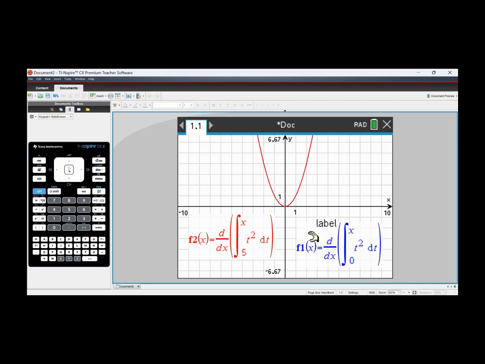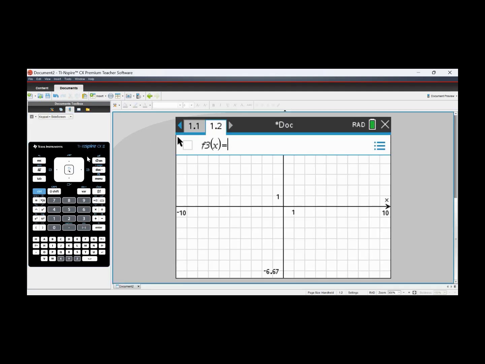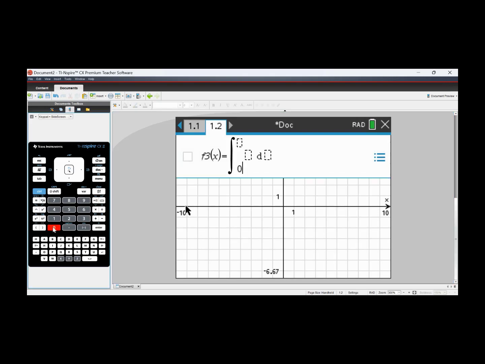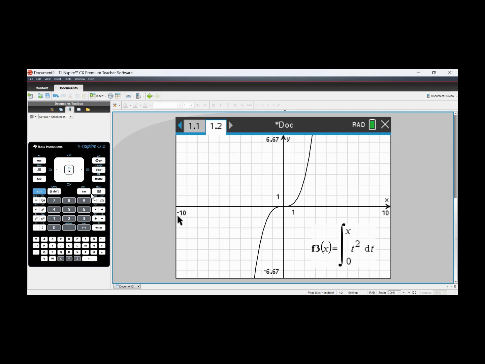That's cool. Now, what happens though? I'm going to add another graph page, so Control Doc, add a graph. What happens if we change the a in just the integral? So let's just look at the integral from 0 tab to x of tab t squared. So now we're not taking the derivative. We're just looking at the value of the integral. I'm going to tab over. This is dt. So that's what I would get. Okay, my function looks like this.